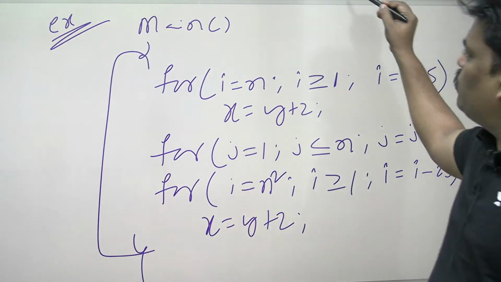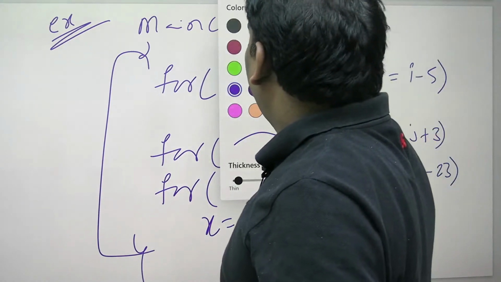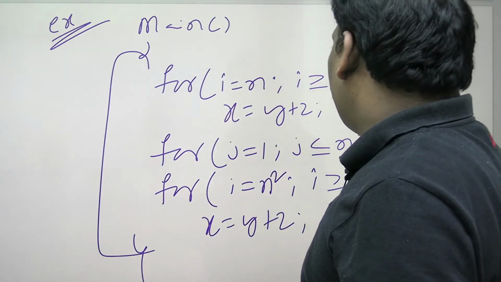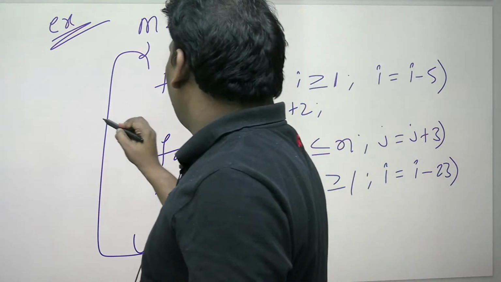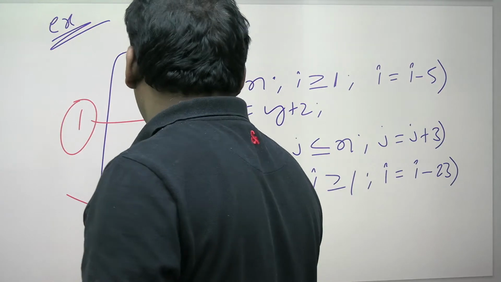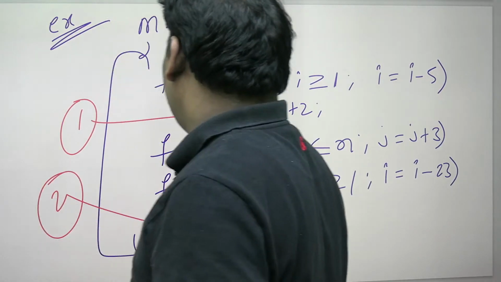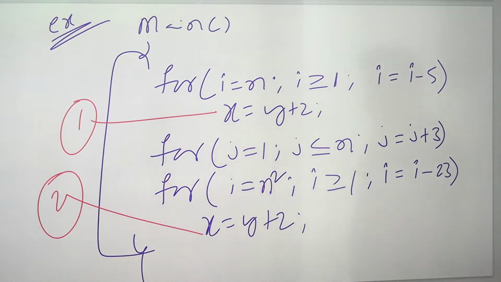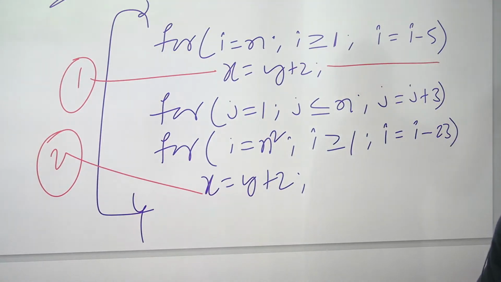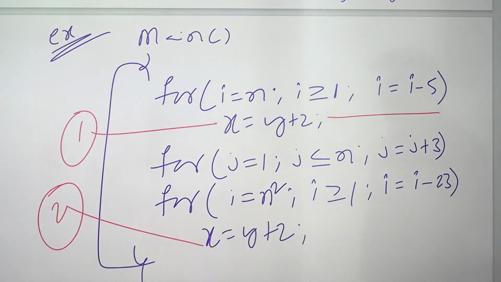Yeah, now can you see this one? So how many statements are there in this program? The first statement, the second statement. Next one. Can you say what is the first statement's order of magnitude?